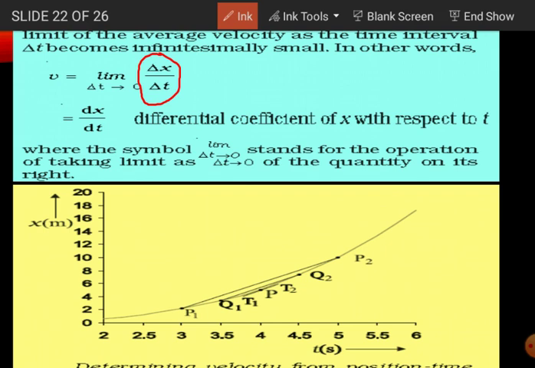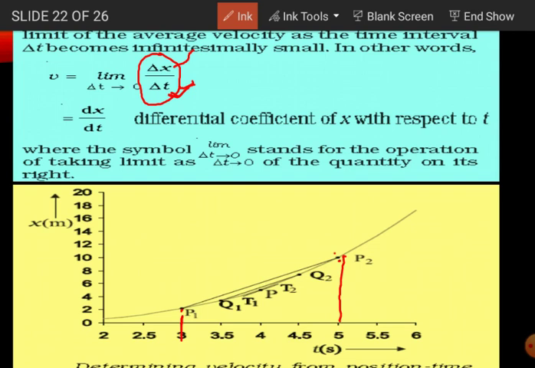Change in what? Distance with respect to the change in time duration. We call it the speed. If you want to find the instantaneous speed, then this time duration should be made very small. Suppose you take that time duration very long. On the graph, you take 2 points P1 and P2.